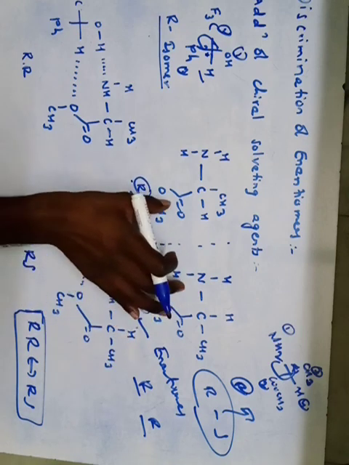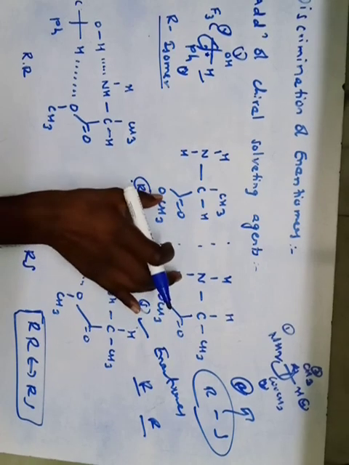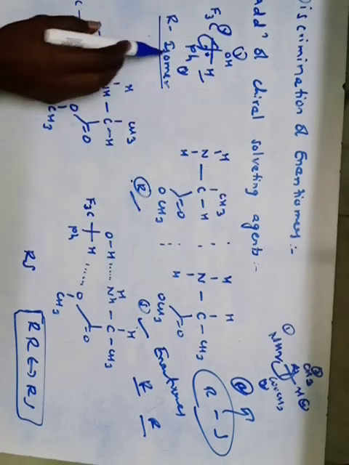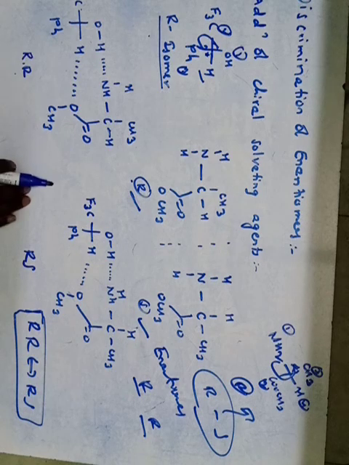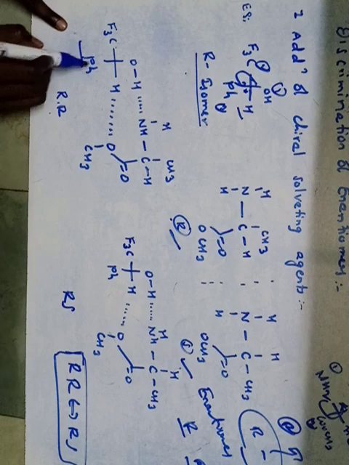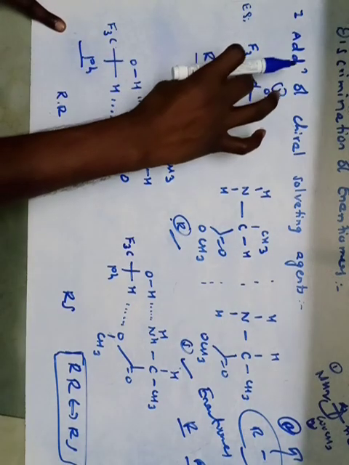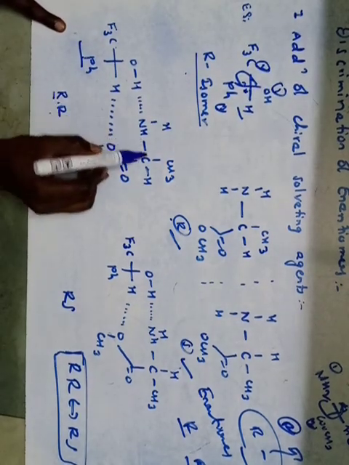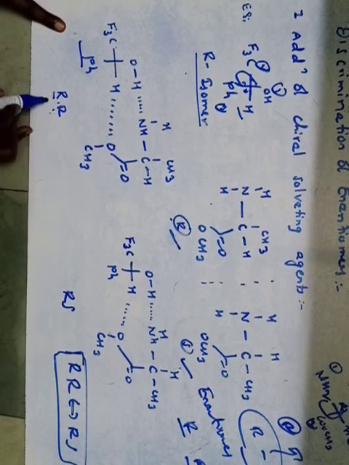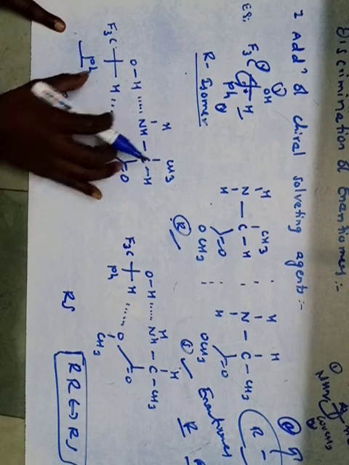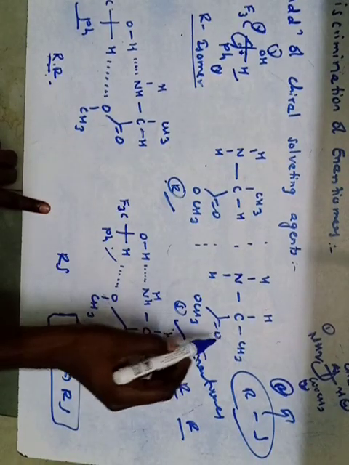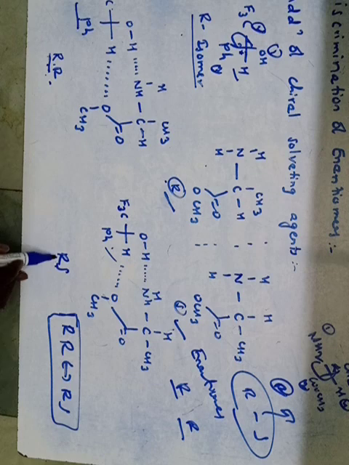Now, in order to differentiate these enantiomers, we add chiral solvating agents. Here this is the chiral agent, and this chiral group is the R configuration. Now we are adding the R isomer, so it will be converted into an RR configuration. Again, this chiral group is attached to the S isomer, so it will be converted into RS.